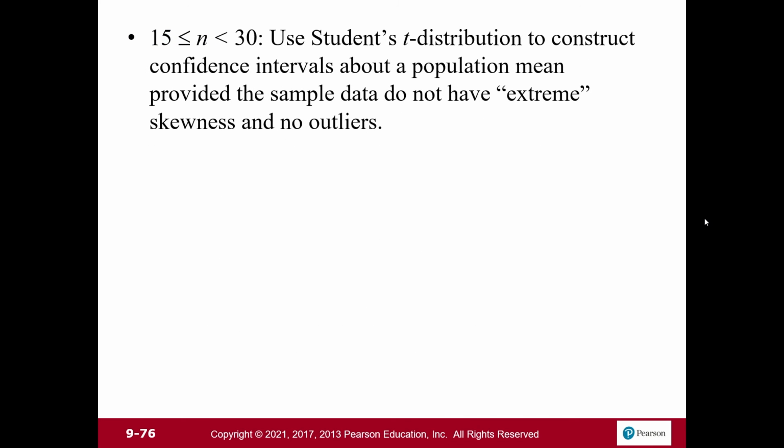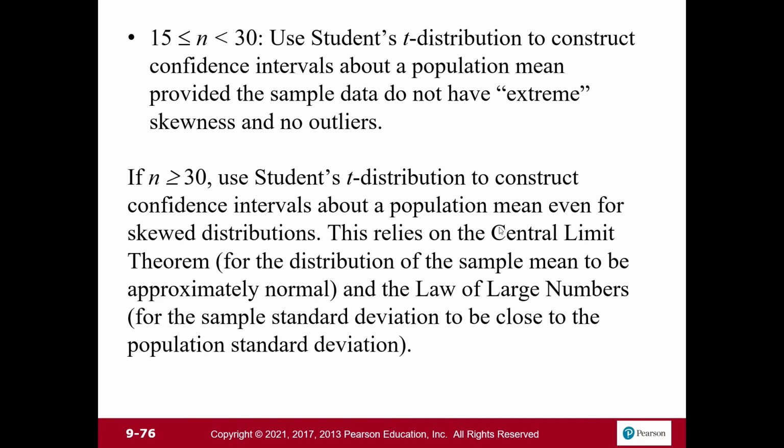All right, so if the size is between 15 and 30, use the student's t-distribution to construct a confidence interval about the population mean, provided that the sample data do not have extreme skewness or outliers. And then finally, you will use the t-distribution to construct a confidence interval about the mean even for skewed distributions when the sample is larger than 30. And it's because of the law of large numbers, the central limit theorem.